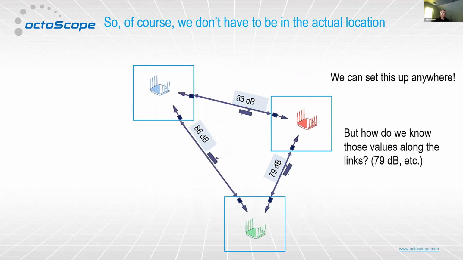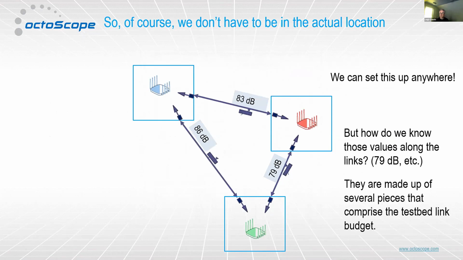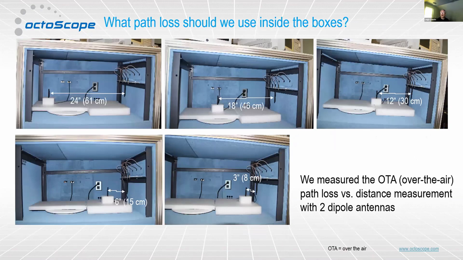Then the question we have to ask is, how do we know in the test bed that we've created a 79 dB link or an 83 or an 86? So there are a bunch of pieces that make up a link budget in the test bed itself. And that's what I'm going to describe here. And then we're going to show you a little bit of some demos of how we can understand those link budgets.